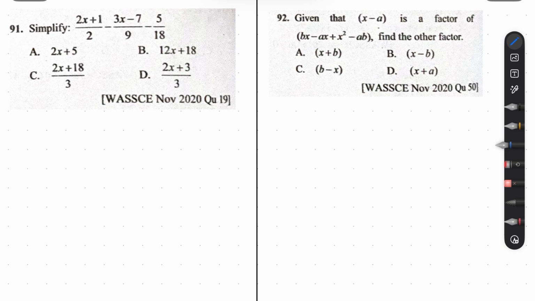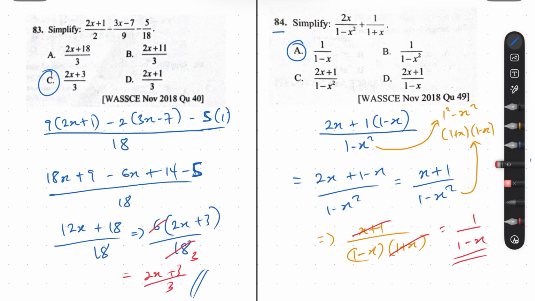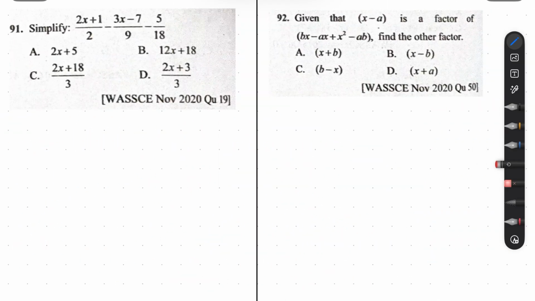The question says simplify this. But if you remember, I think we saw a similar question before, not actually similar, the same question. Let's go back and we'll look at it. So we have 2x plus 1 over 2, right? Keep that in mind. This is question number 83, and question number 91 is the same. So our answer is also going to be the same, which is D. You can actually solve it again and see if you would get the same solution.